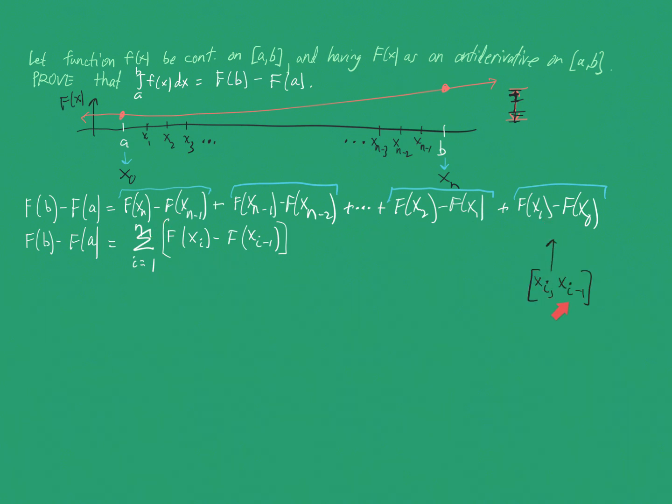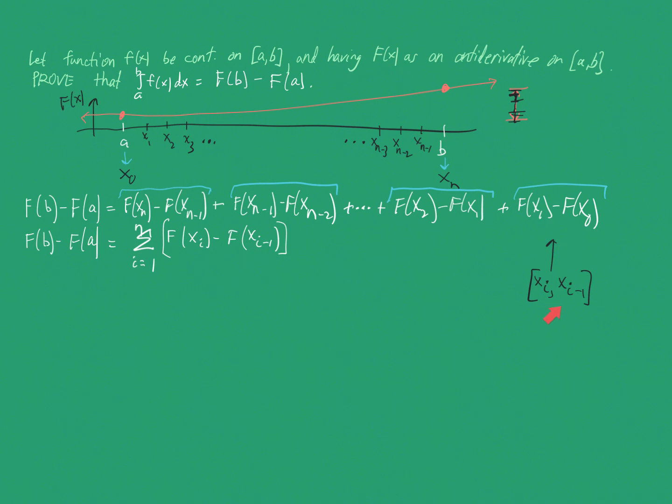We can think of each of these domains as subintervals. The ith subinterval, the first subinterval, if i was 2, that would be from x sub 2 to x sub 1, would be the second subinterval. We can think of all those as subintervals.